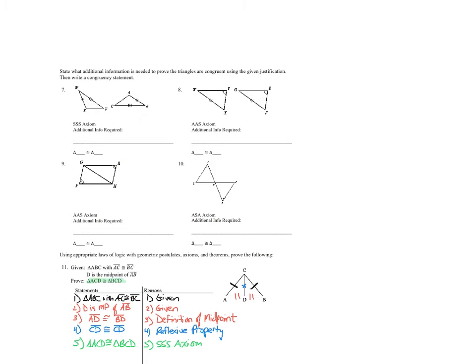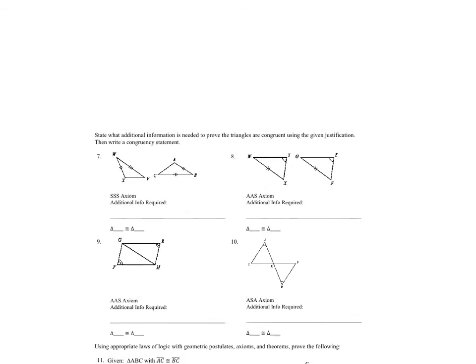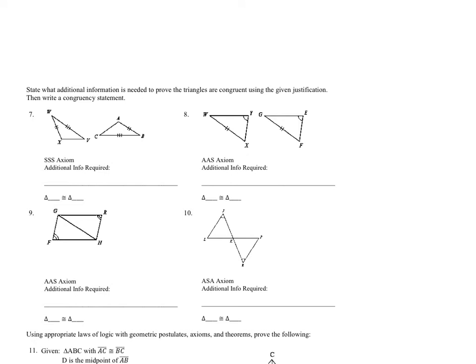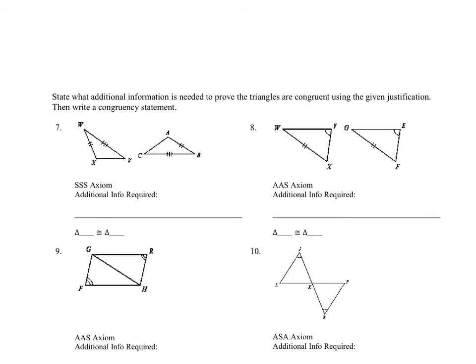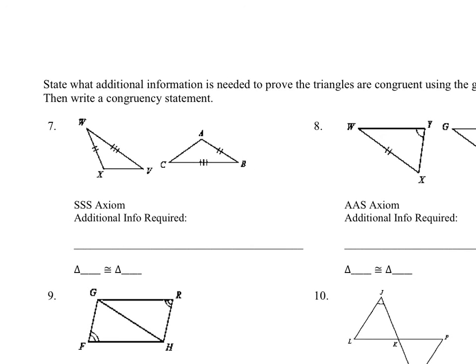All right, so we tackled number 11 first. And so, we're just going to kind of go back and grab these homework problems. So directions state what additional information is needed to prove the triangles are congruent using the given justification, then write a congruency statement. All right, so I need SSS. So it should be pretty easy to see based off of the information that we have and what we need.